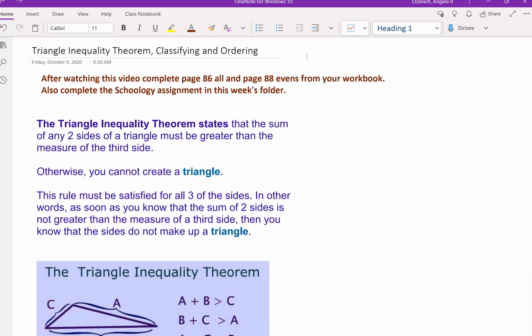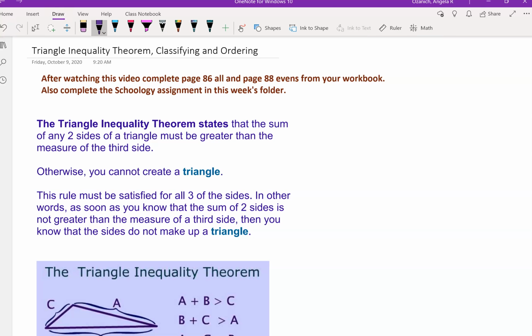We are in Unit 2.1 for geometry, and you'll notice that I wrote on here my instructions for the week. After watching this video, I'd like you to complete page 86. I would like you to do each of those problems. There are actually only 7 problems on that page, so 86 all, and then page 88, I want you to work on the evens.